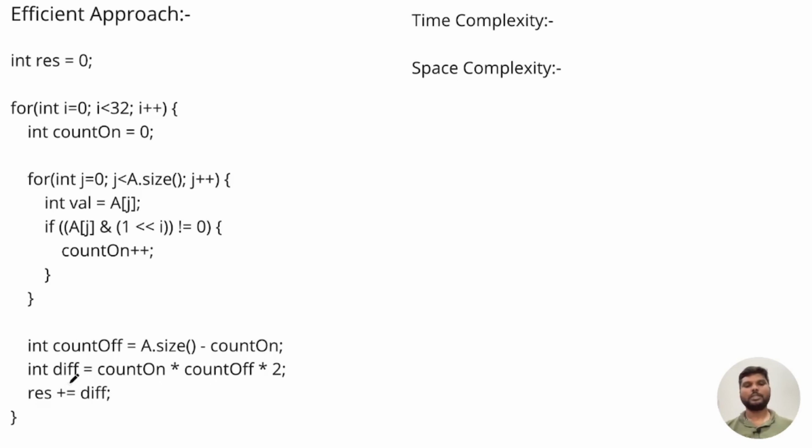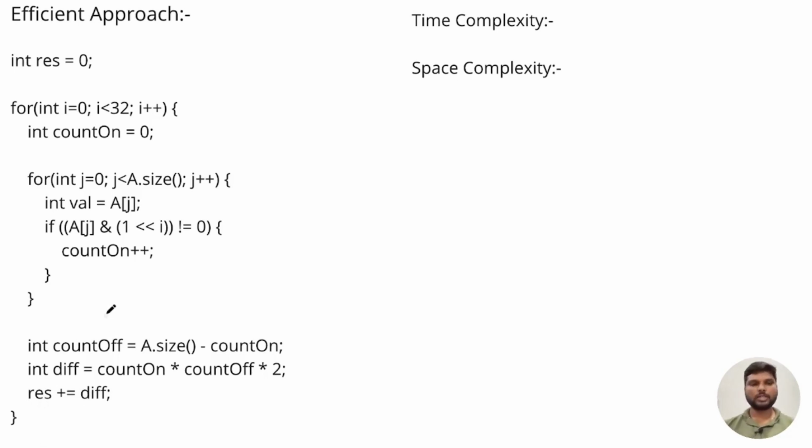And after that we are just calculating how many possibilities are there for making the different sum. It will be count_on into count_off into 2, right? And at the end we are just adding that difference into the response. Okay, and at the end of this function we are returning the response.